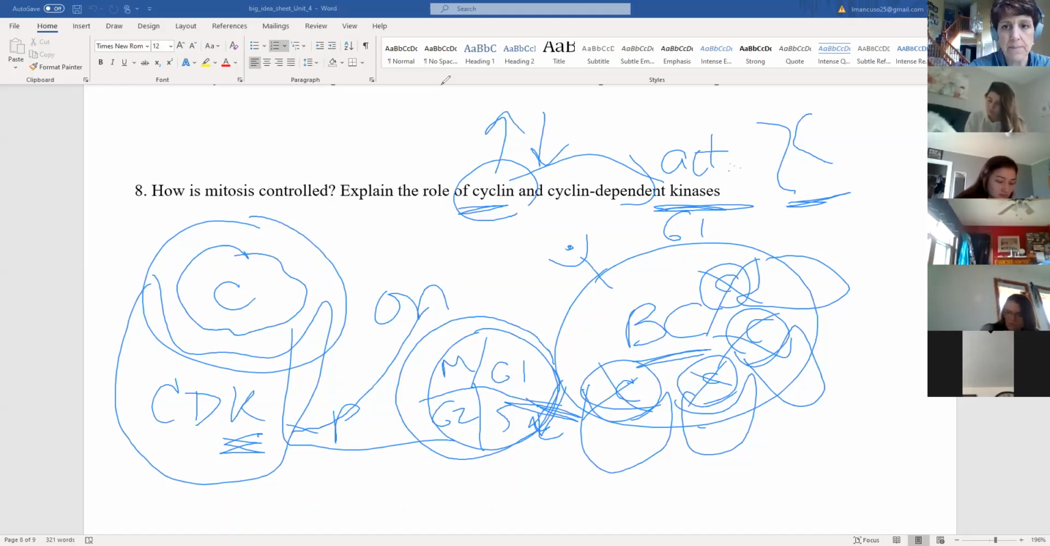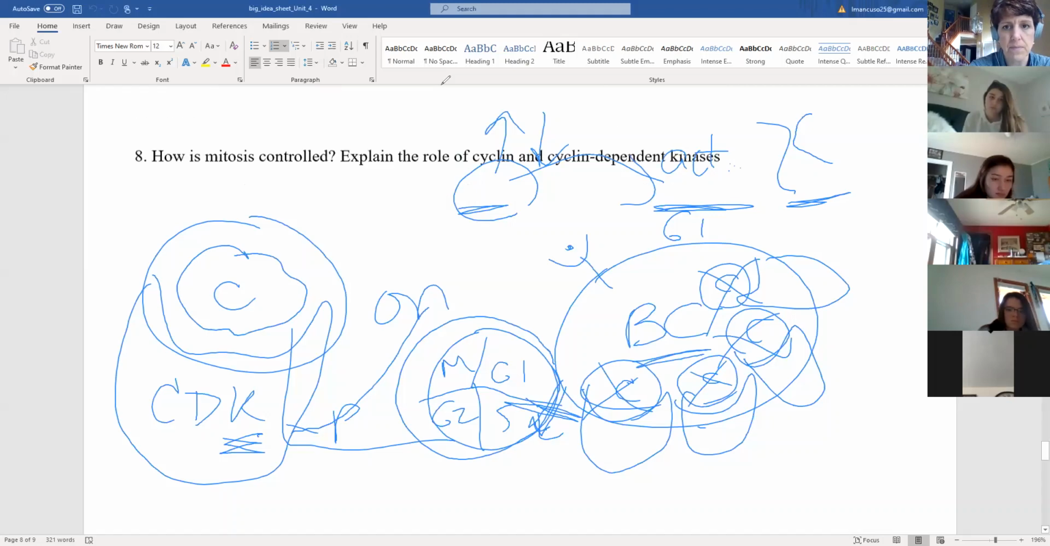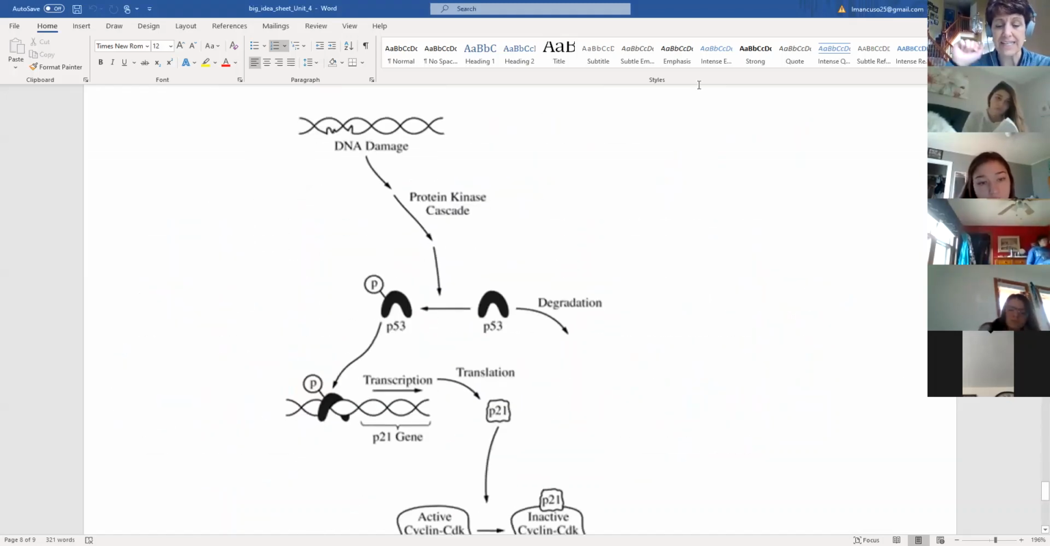How about this diagram? Whoops. They love those. I was like iffy on it. Could you just like run through it?